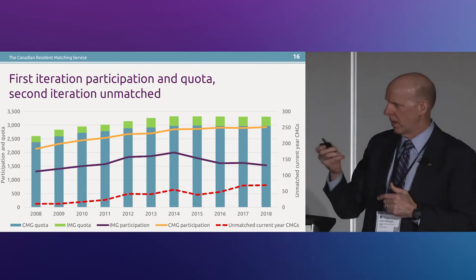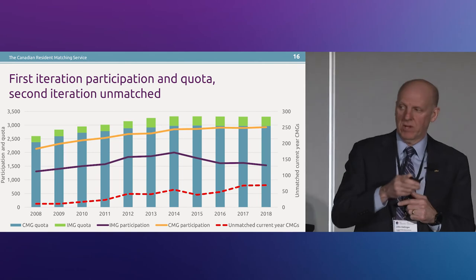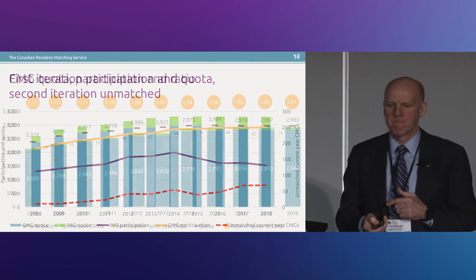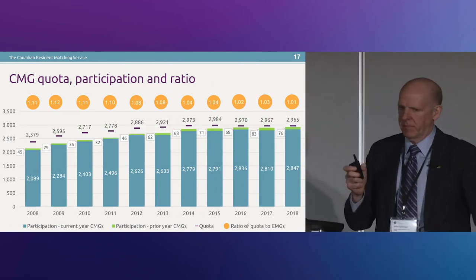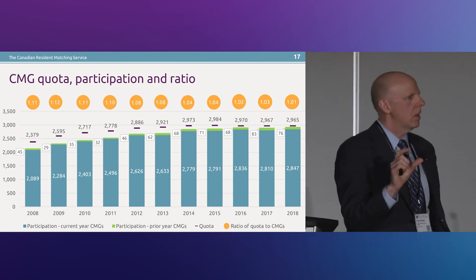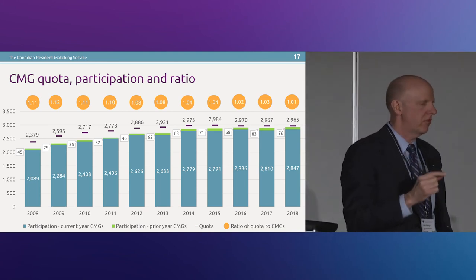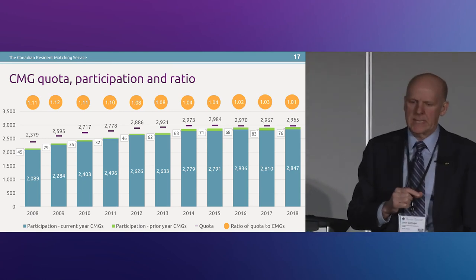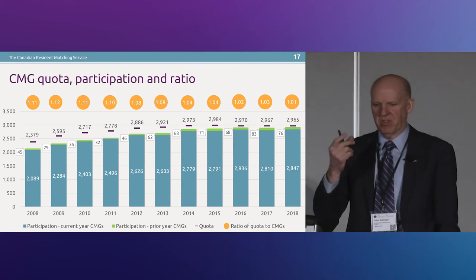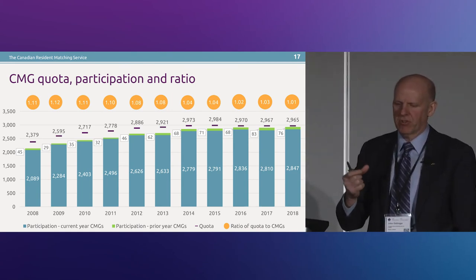But further data on some of those who didn't match first iteration and didn't participate in the second, just in a few slides down. This is some of that same information, but then we add the element of the ratio. Ratio is a very common conversation and a common number that is discussed and debated. So the number you'll see at the last since 2014, a number below 1.05 nationally.